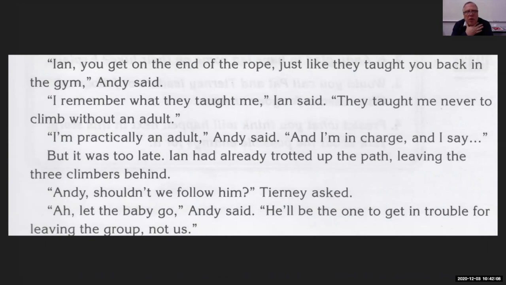"Ian, you get on the end of the rope just like they taught you back at the gym," Andy said. "I remember what they taught me," Ian said. "They taught me never to climb without an adult." "I'm practically an adult," Andy said, "and I'm in charge. And I say..." But it was too late. Ian had already trotted up the path, leaving 3 climbers behind. "Andy, shouldn't we follow him?" Tierney said. "Ah, let the baby go," Andy said. "He'll be the one to get in trouble for leaving the group, not us."